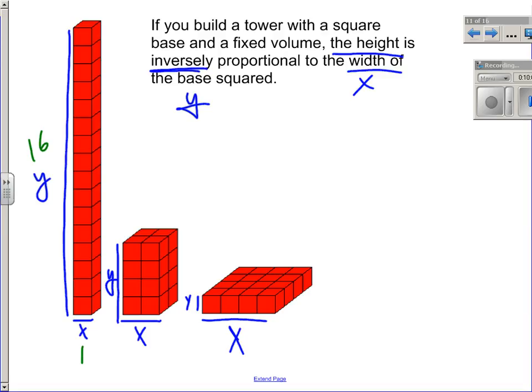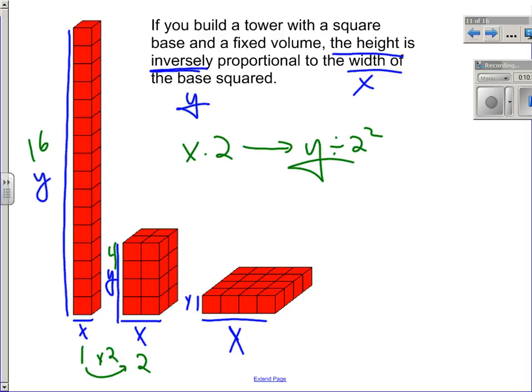In the second one, what happened is I doubled my x, right? So my x got multiplied by 2, and what happened to y? Well, let's see. It went from 16 down to 4. So my y got divided, not by 2, but by 2 squared. In other words, x got multiplied by 2, 1 times 2 is 2, but my y got divided by 2 squared.